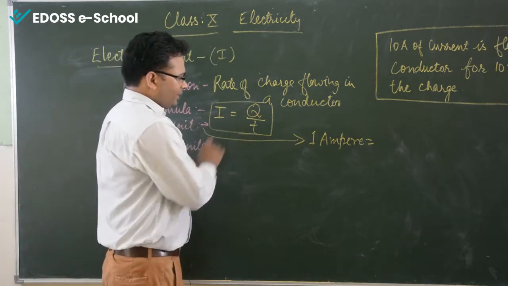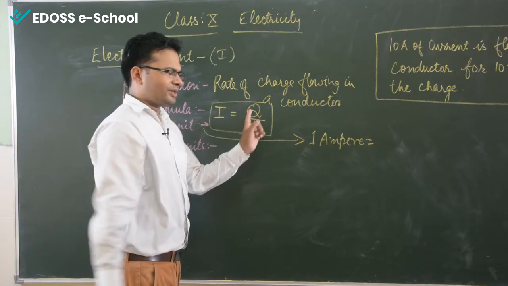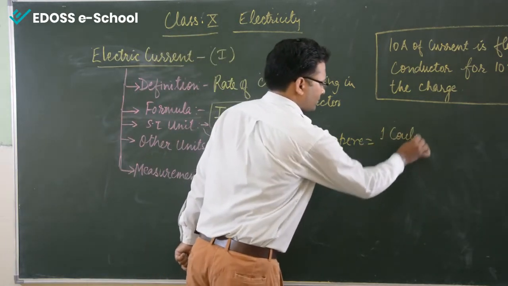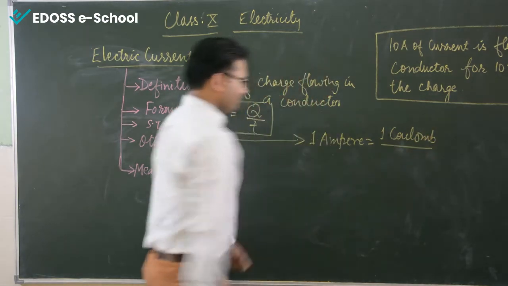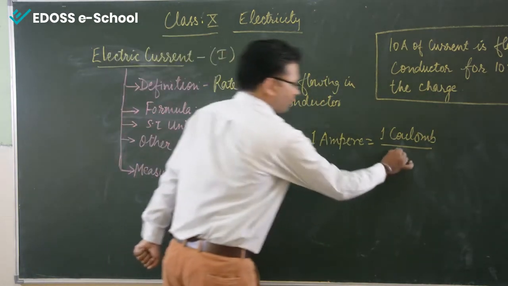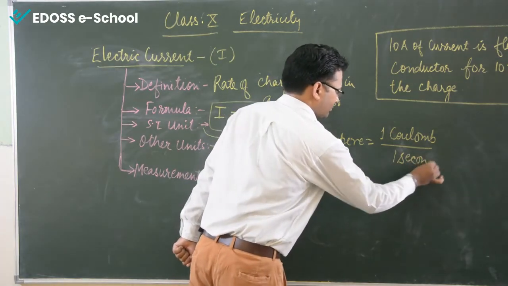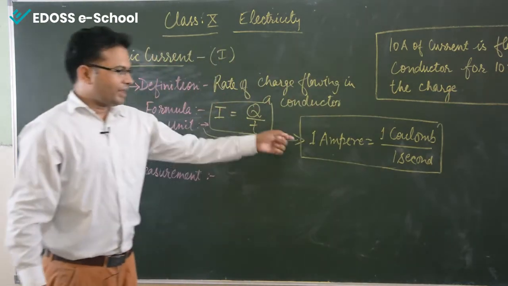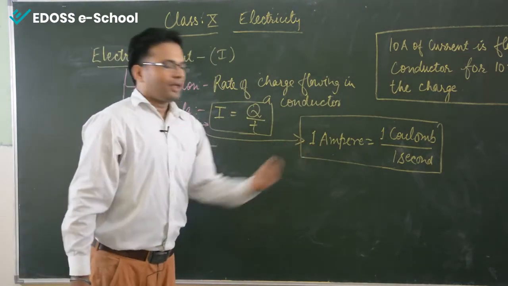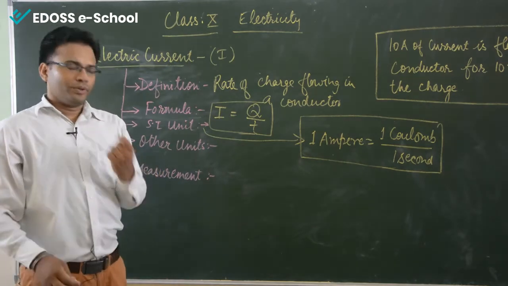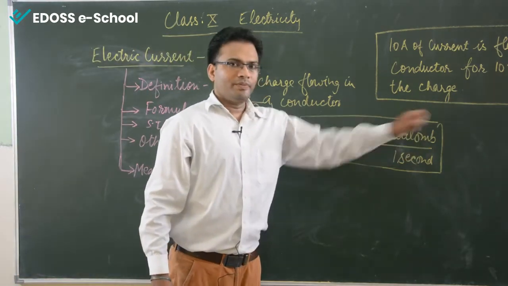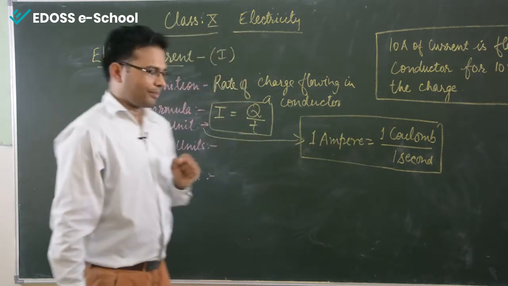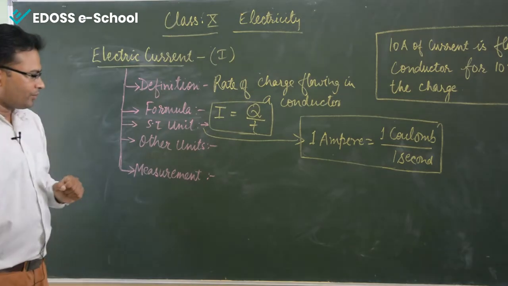Now from this formula, if we write 1 Ampere is equal to, what was the SI unit of electric charge? It was Coulomb. So you can write it as 1 Coulomb, and the SI unit for time is 1 second. So this way also we can define the current. If we ask what is 1 Ampere of current, you will say that 1 Coulomb of charge is flowing in a conductor for 1 second of time. So 1 ampere of current flows through it.